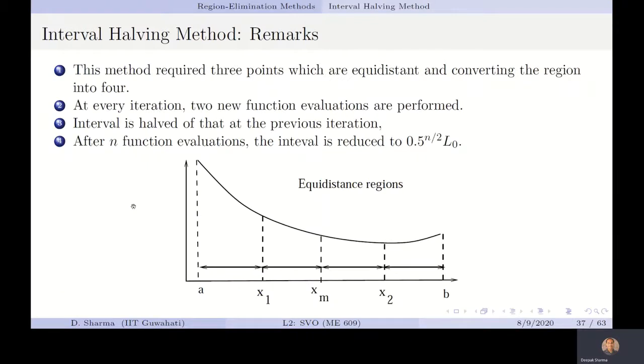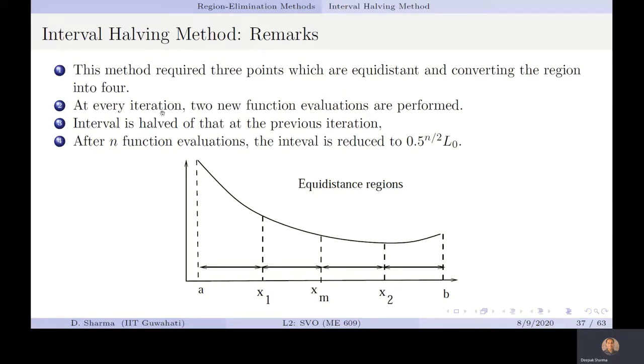Now there are remarks on the interval halving method. This method requires 3 points which are equidistant and converts the region into 4. So you remember that we started with a and b. Thereafter we calculated the middle point. Now you can look into the figure: a and b and the middle point xm. Once we calculate the length, then we calculate x1 and x2. So we are actually dividing the region between a and b into 4 regions, and then we eliminate.